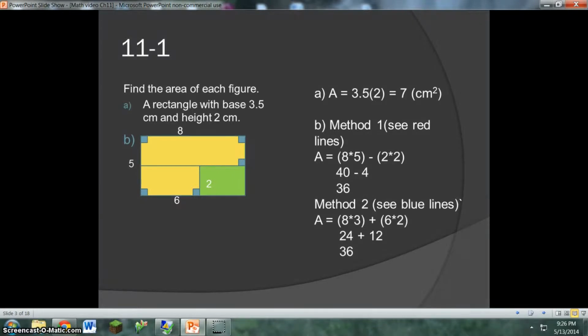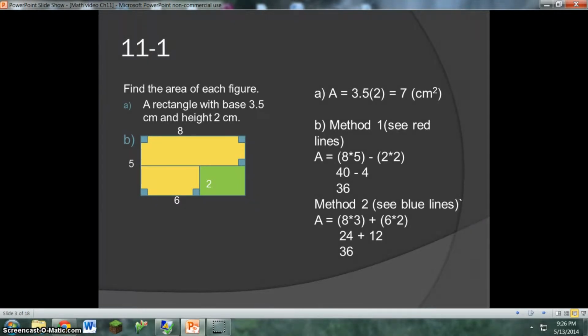Example 1. Find the area of each figure. A, a rectangle with base 3.5 centimeters and height 2 centimeters. You can solve this problem using Theorem 11.1. To find the area, multiply 3.5 and 2 to get the final answer of 7 centimeters squared.